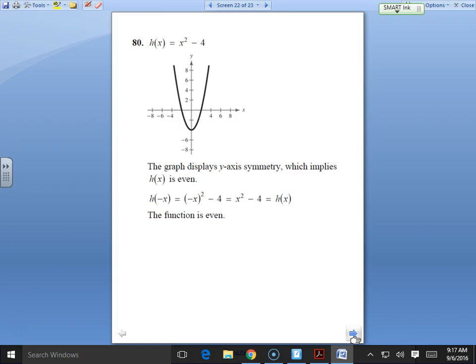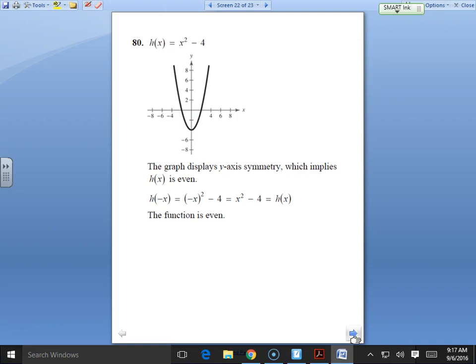Y-axis, it folds, and y-axis means even, if you're looking at the graph. But then if you actually solve it out, what happens? It stays the same. So it's even. I think you have one more even past number 80.